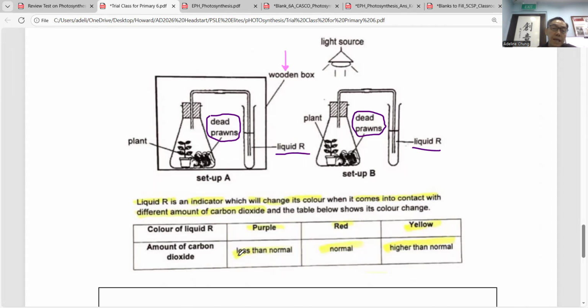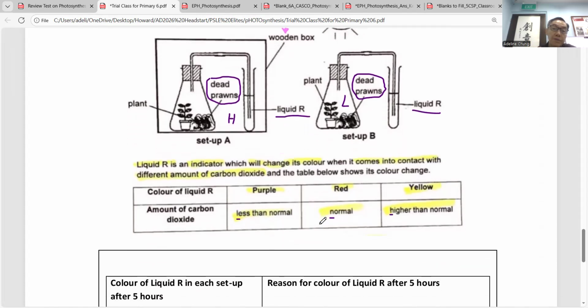So you can see this is less than normal, this is higher. I use this to help me. I put H here. You can put an H here. H means higher than normal. And then here, because there's light, the plants can absorb carbon dioxide for photosynthesis. Since it can absorb carbon dioxide for photosynthesis, here will be less than normal. So by putting these two annotations here, it can help you answer the question.